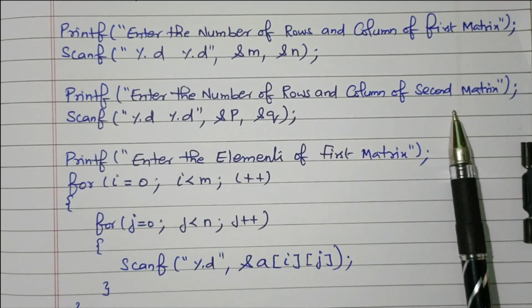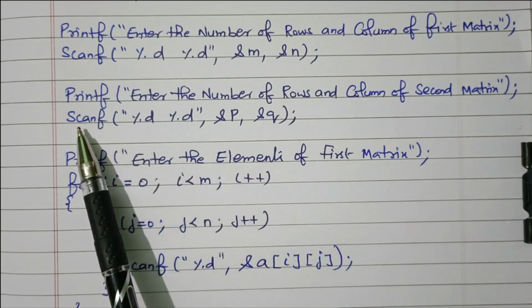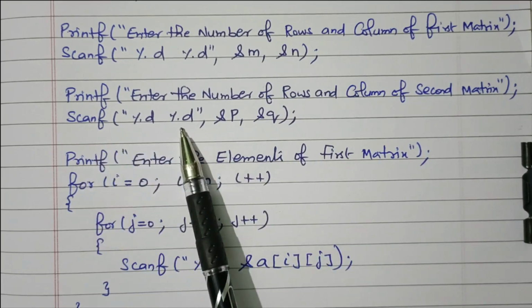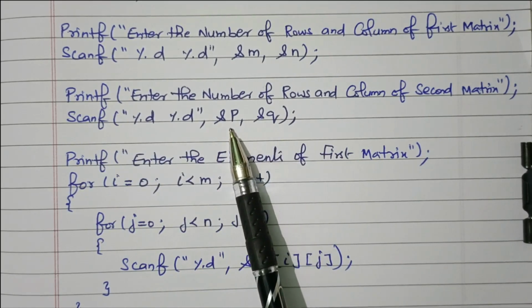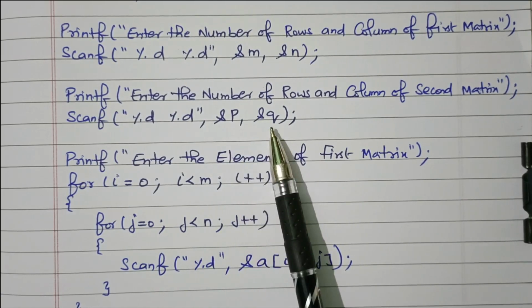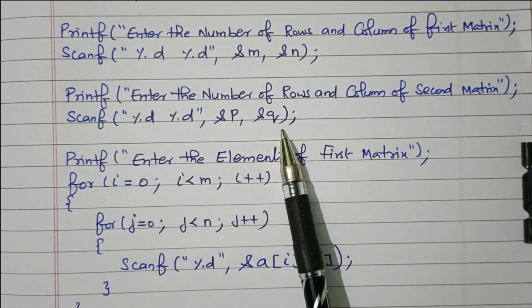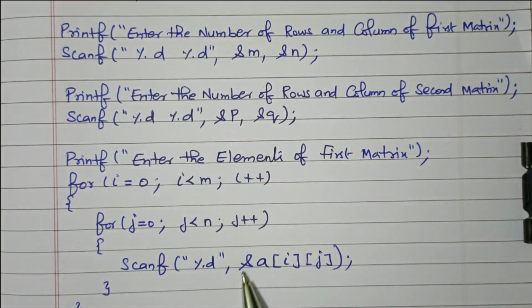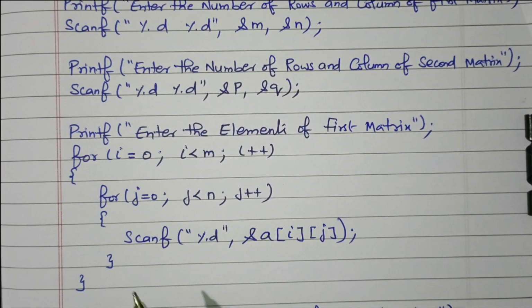We ask the user to enter the size of the second matrix. So the user will enter two data, scanf %d %d with &P and &Q. The first data is stored in P, the second data is stored in Q, the row and column of the second matrix, right? Now we got this value. Now we'll scan the data. Now we'll get the elements of the first matrix, right?